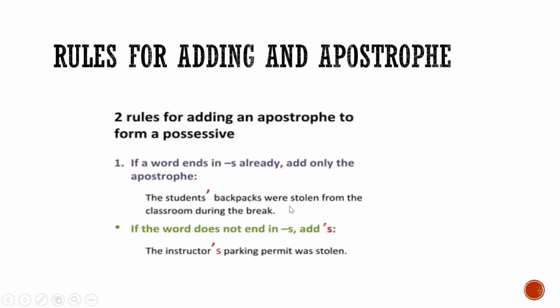So do take note of the rules for adding an apostrophe. Sorry, I just made a mistake there. It's rules for adding apostrophes, without the 'and' there. Two rules for adding an apostrophe to form a possessive. If a word ends in S already, add only the apostrophe. There are people with names that end with S, so let's do the whiteboard. We can have a name like Mr. Johns. You see that he already has an S.